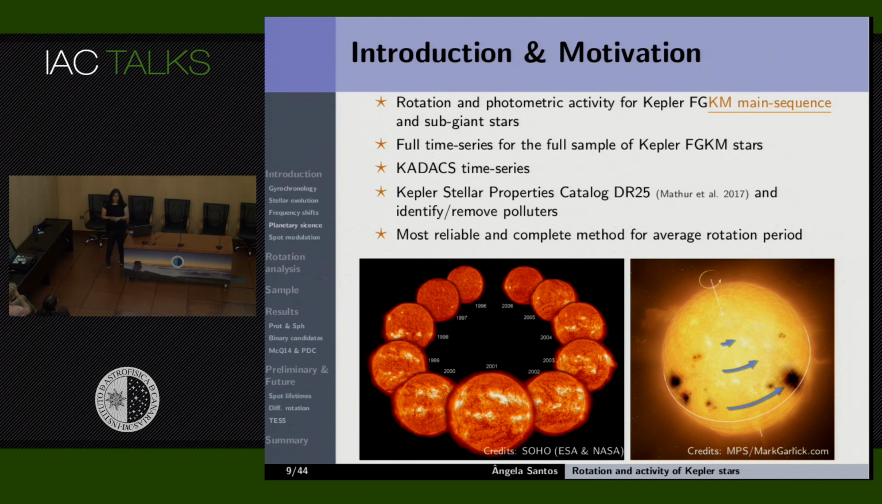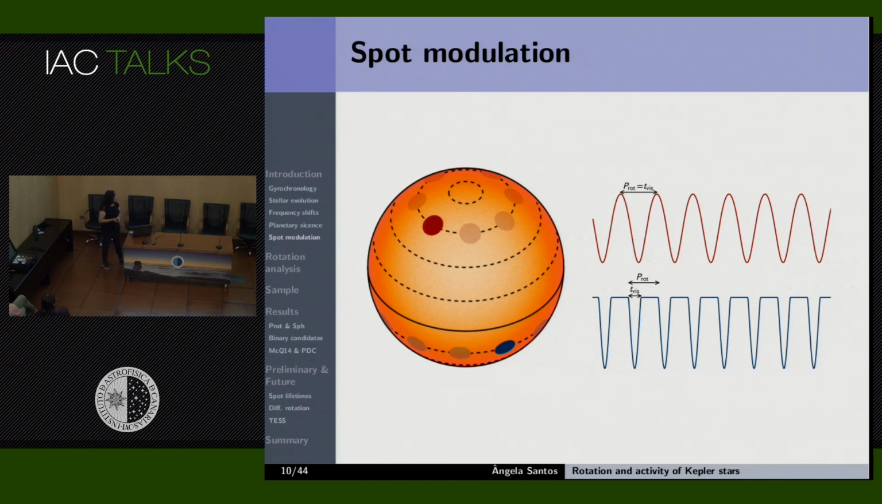We also use the latest update of the KIC catalog, and we also try to identify possible polluters such as red giants that are misclassified or classical pulsators. And finally, the method that we use to recover rotation is also different from the previous studies. So, how do we measure rotation?